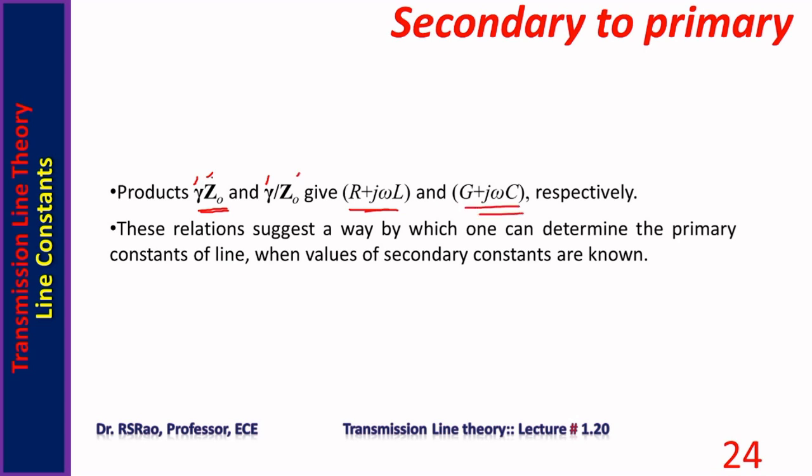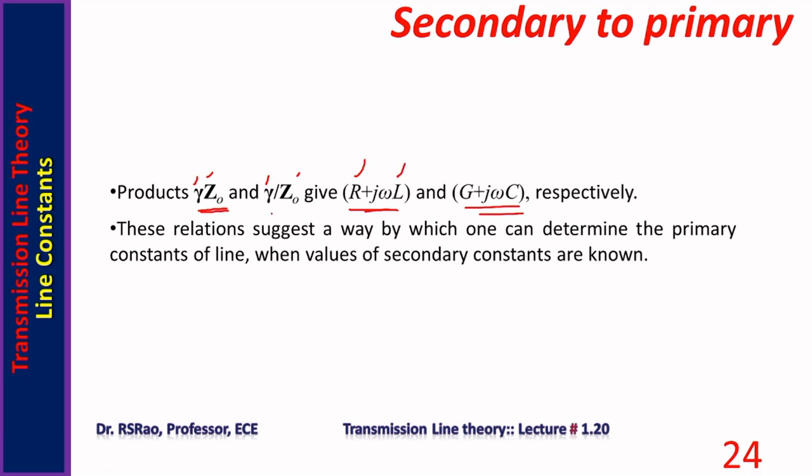So gamma is given, Z0 is given. Simply multiply. What you have is R plus j omega L. So the real part of that product is simply R. The imaginary part becomes omega L. Frequency is given. Then if you divide the imaginary part of the product by omega, you will be getting L.